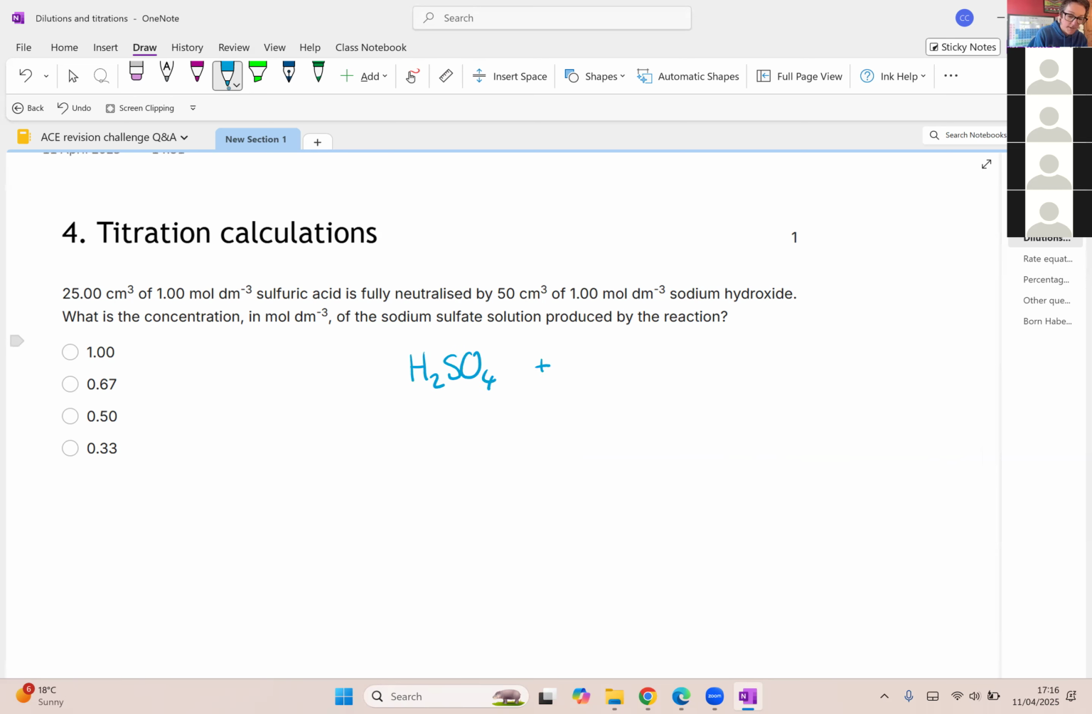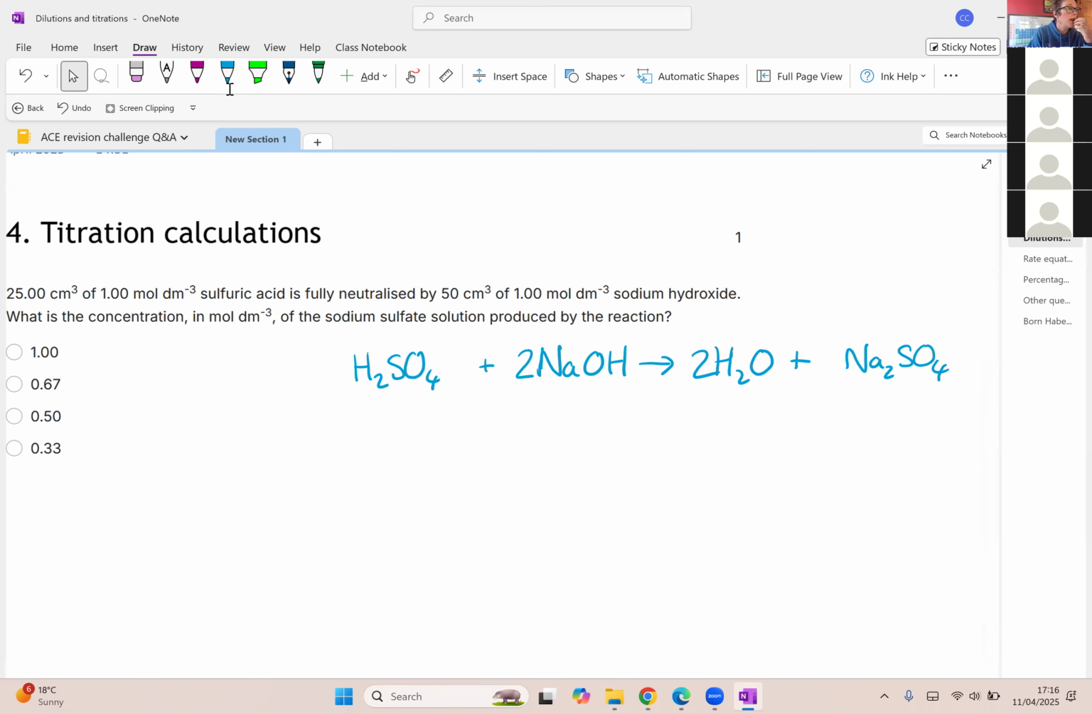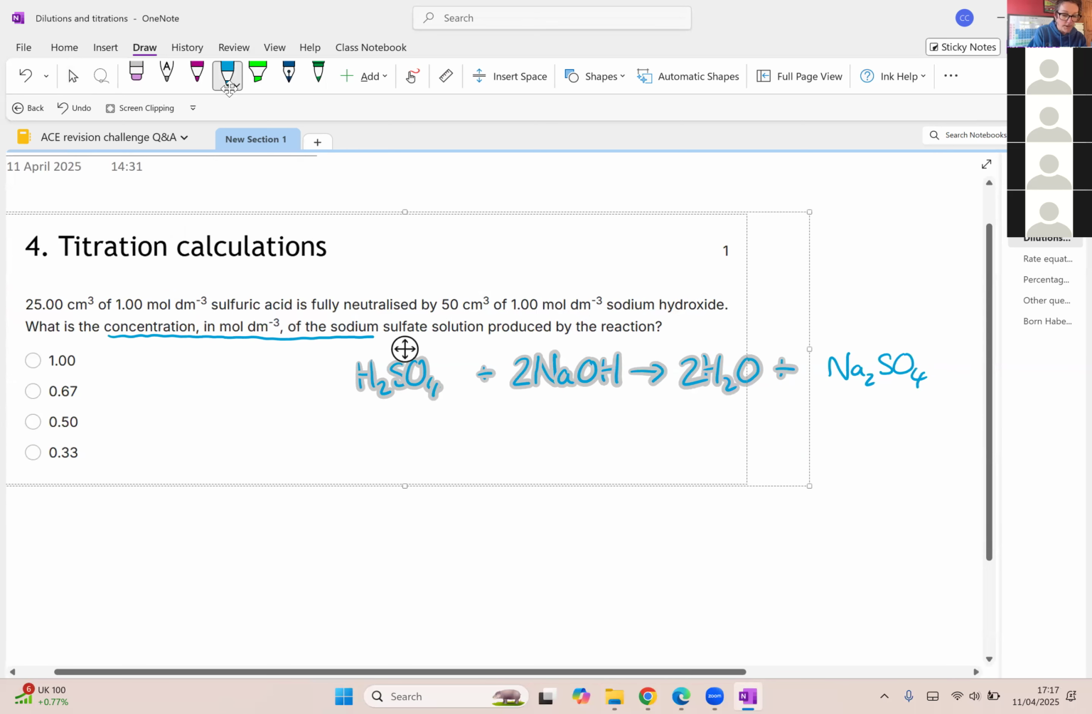So H2SO4 is sulfuric acid. That's reacting with sodium hydroxide. Because that's two hydrogen ions, that is a 2-to-1 ratio. We're going to make 2 lots of H2O. And the thing that we actually want to know about is Na2SO4. Getting that balanced equation right is key to part of this, because the question is about the concentration of the sodium sulfate.